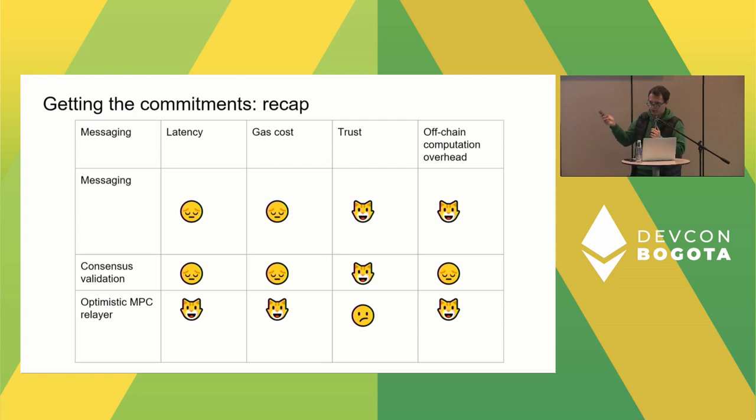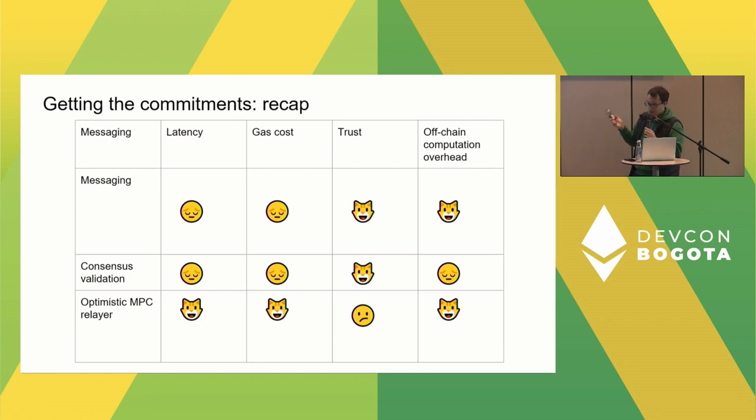Let's make a recap and identify the trade-offs. So we have three approaches. The first one is messaging. The second one is validating the consensus. And the third one is having this optimistic relayer. I categorize it in four categories. The first one is latency. The second one is the gas cost. The third one is trust. And the last one is the off-chain computation overhead. Why do I even list it? Because if we do some sort of proving, then obviously it takes time, because we need to generate the proof.